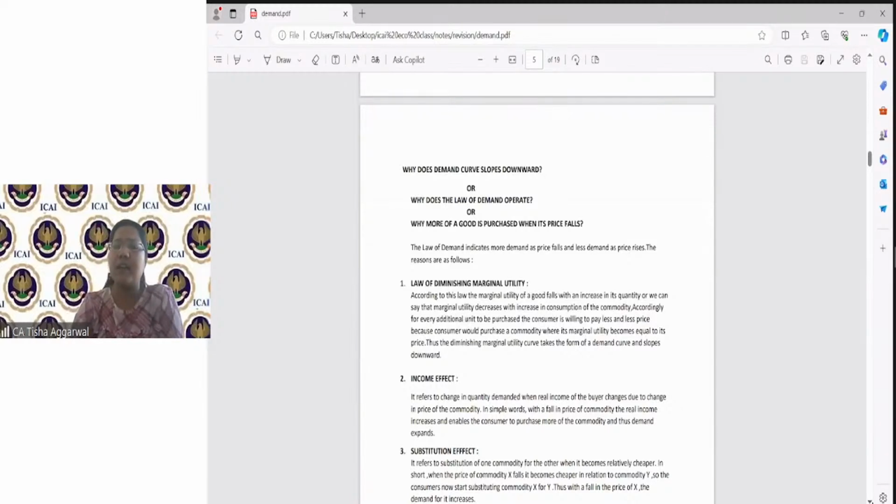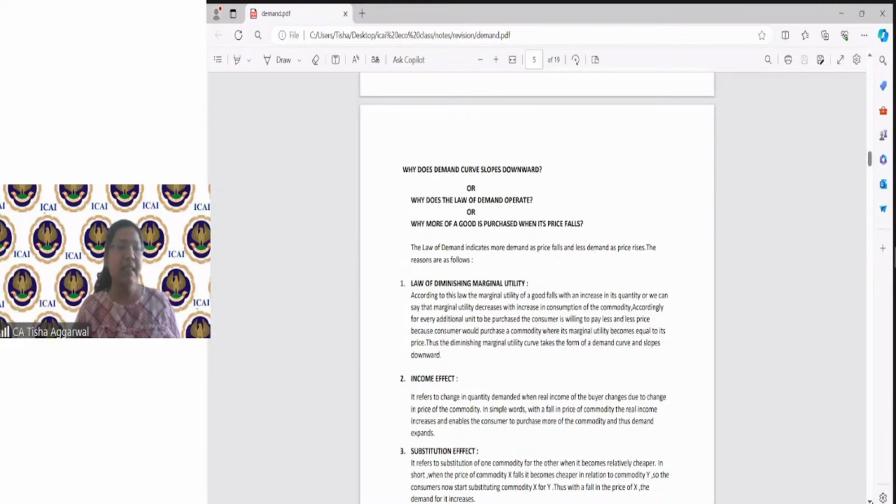Why does the demand curve slope downwards? Or why does the law of demand operate? There we discussed how the law of diminishing marginal utility takes place. When we use more of a particular commodity, we get bored of that product. If you're getting bored of it, you will say, I don't want to use it anymore. So if I want to lure you to use more of the product, I have to give you some benefit. And what is that benefit? I will say, okay, I'm reducing your price, so please increase your quantity.